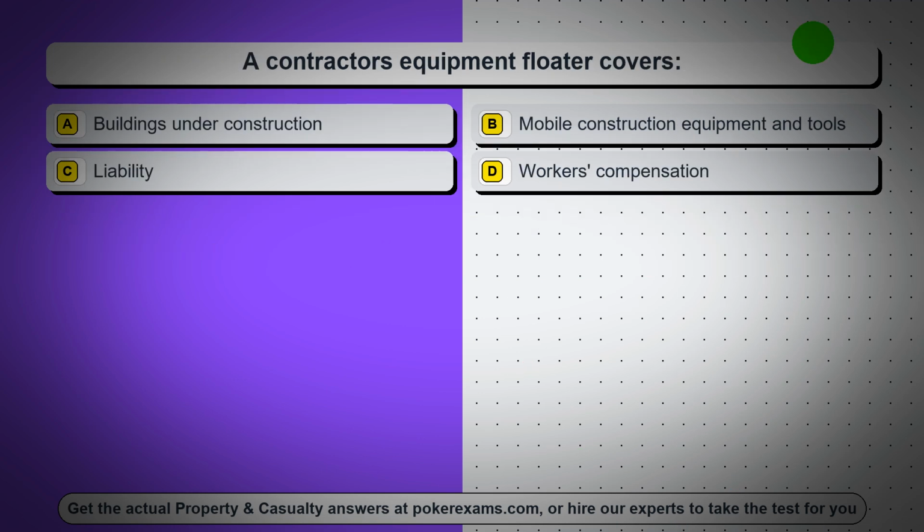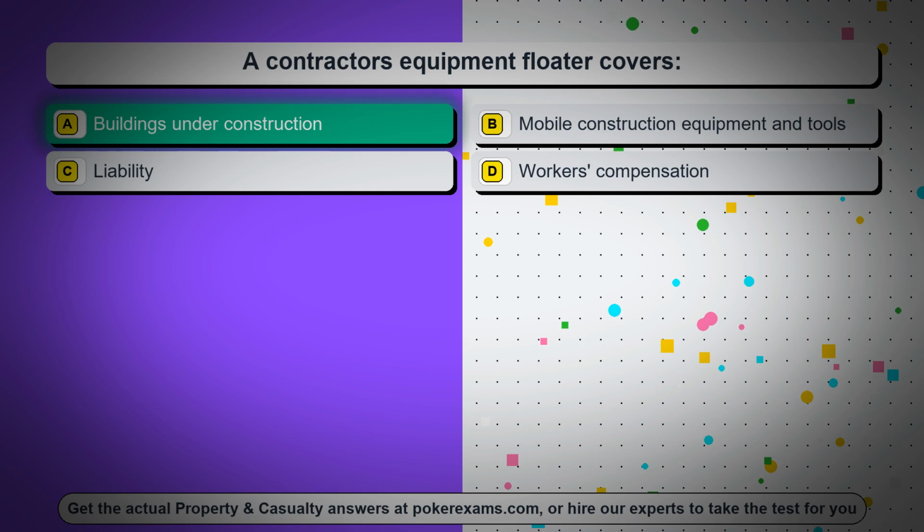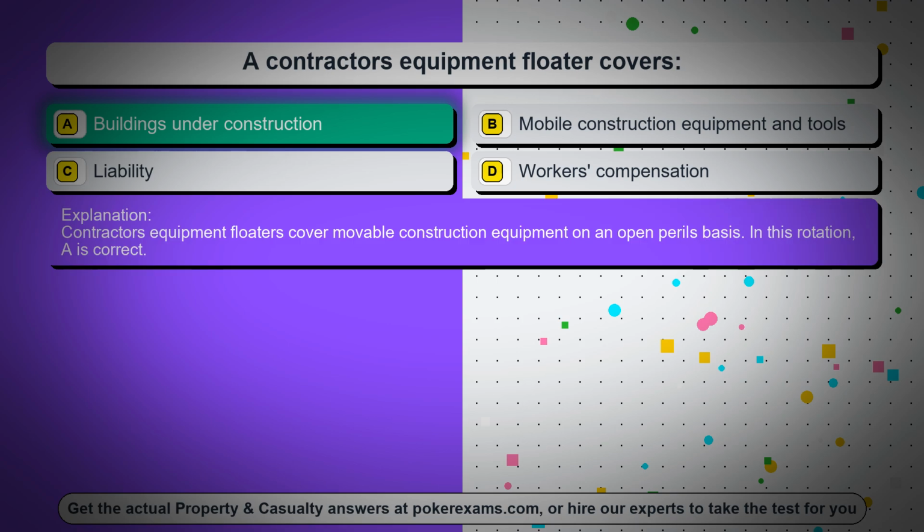Question 36. A contractor's equipment floater covers. Option A, buildings under construction. Option B, mobile construction equipment and tools. Option C, liability. Option D, workers' compensation. The correct answer is option A, buildings under construction. Contractors' equipment floaters cover movable construction equipment on an open perils basis. In this rotation, A is correct.